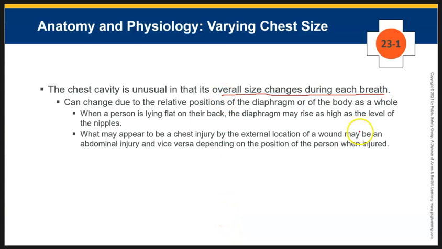One thing unique to the thorax or the chest cavity is that its size changes during each breath as the diaphragm contracts or we use accessory muscles. When a person is lying supine, the diaphragm may rise as high as the mid-nipple line. What appears to be a chest injury by the external location of the wound may be an abdominal injury because of the rise of this diaphragm.